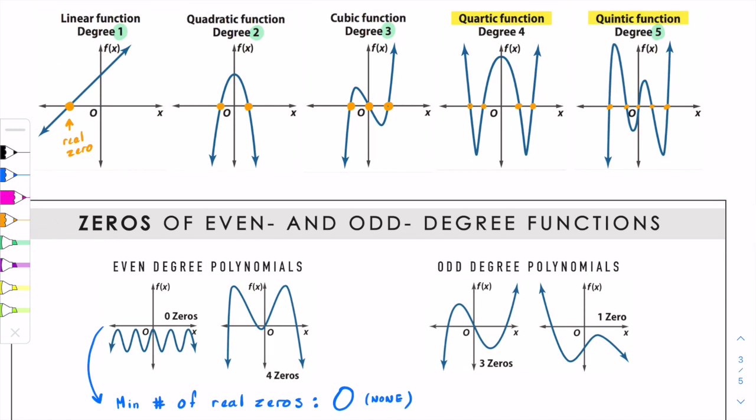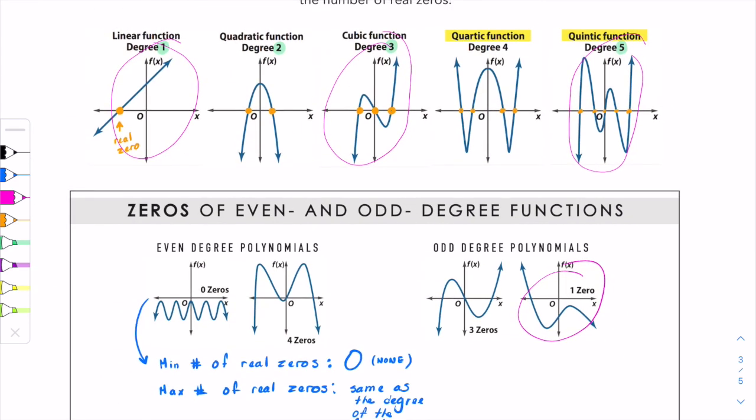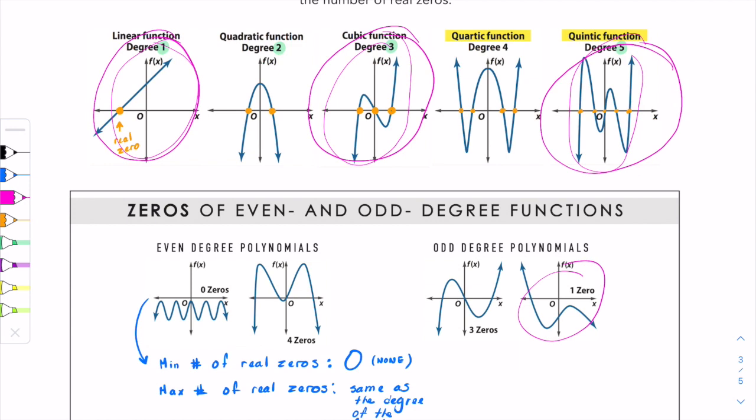However, if you're looking at an odd degree function, it has to cross the x-axis at least one time. That means the minimum number of real zeros has to be 1, and the maximum number of real zeros is going to be the same as the degree. So when the degree is 1, my graph only crossed 1 time. When the degree was 3, it crossed 3 times, and when it was 5, it crossed 5 times.